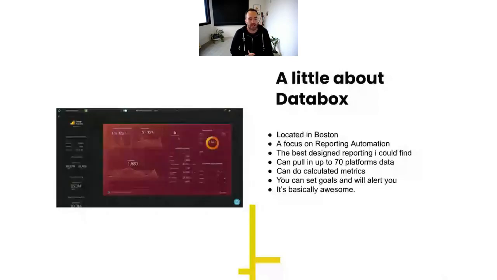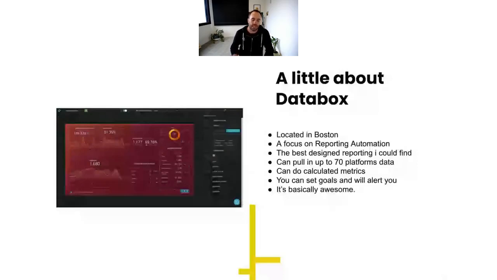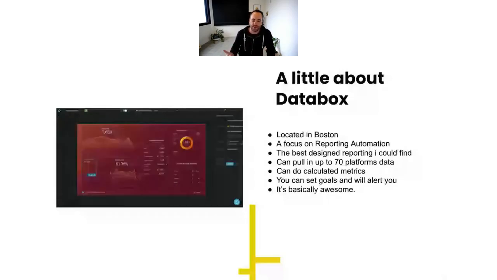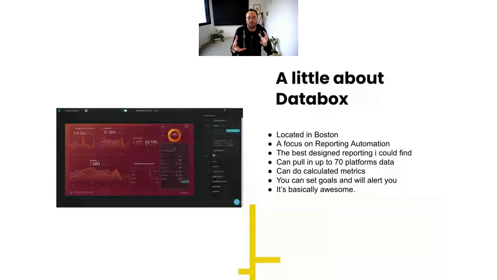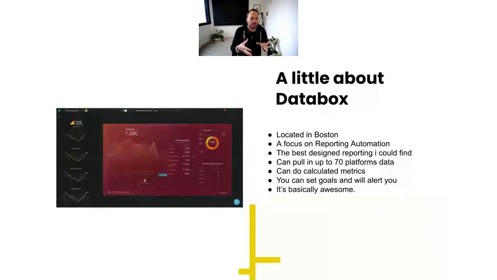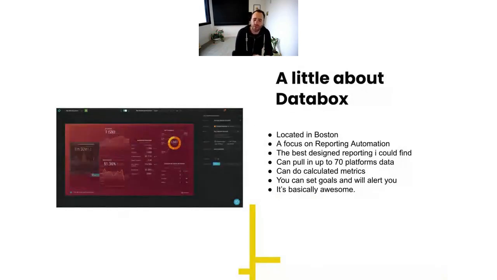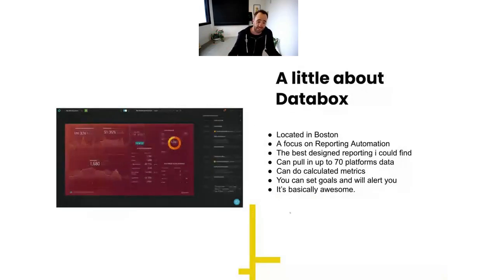So a little bit about Databox as well. They're located in Boston, with a focus on ease of use and reporting automation. Again, it was the best designed reporting that I could find, so it looked really, really good. You can do calculated metrics like I mentioned before, so you can take a Google Analytics number and bring it by your CRM and then divide them, or do any sort of metrics, plus, minus, times, or divide across them all. You can set goals and it will alert you, and I think it's just basically awesome.